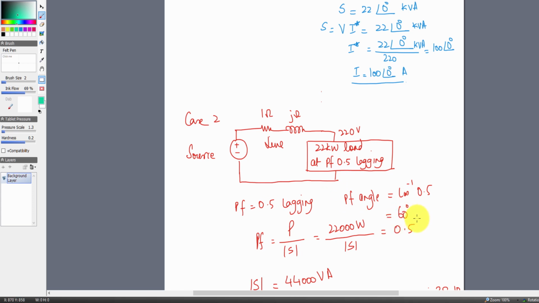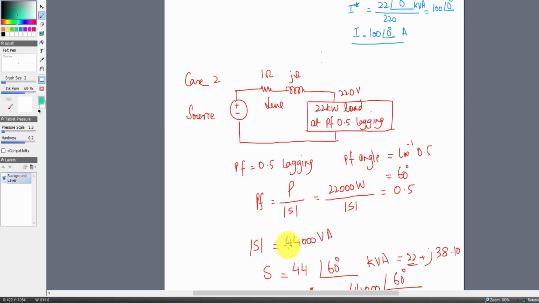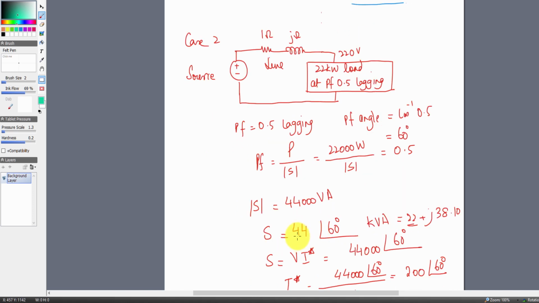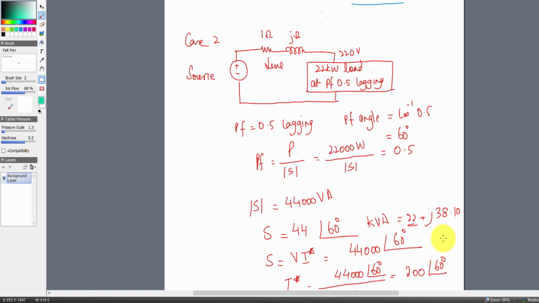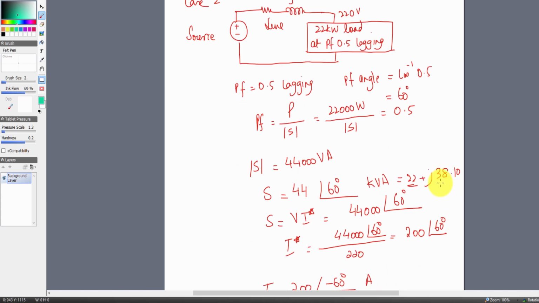So if I use the power factor equals average to apparent power ratio, I get the apparent power is 44,000 VA, or in the polar form, 44 is the apparent power, angle is 60, and 22 plus j 38.10. The 22 kilowatts is the same, but the j 38.10 was not there in the unity power factor case. Here 38.10 kVAR represents the energy being exchanged by this very large inductor and the source.